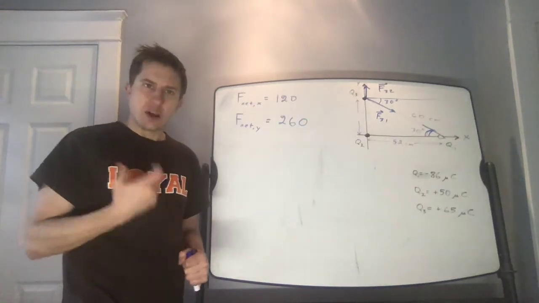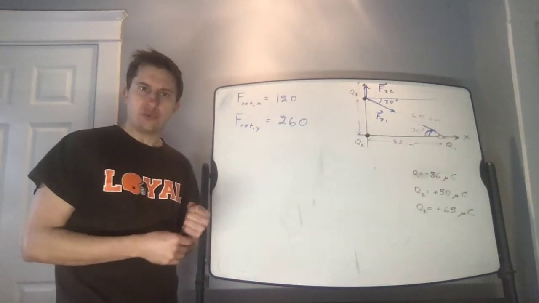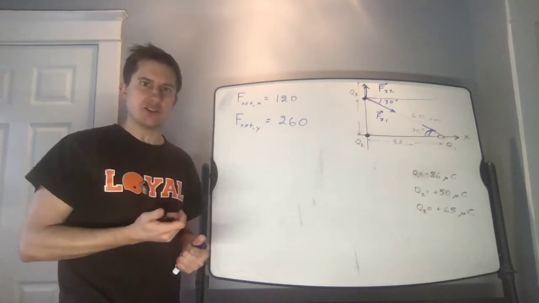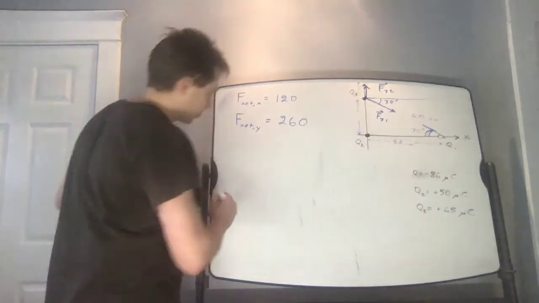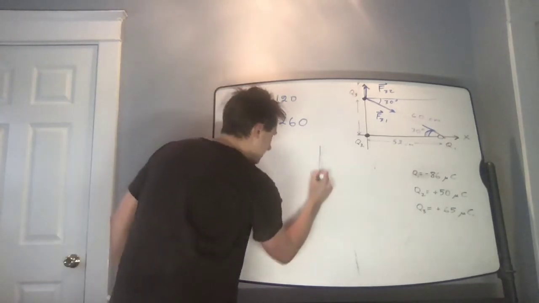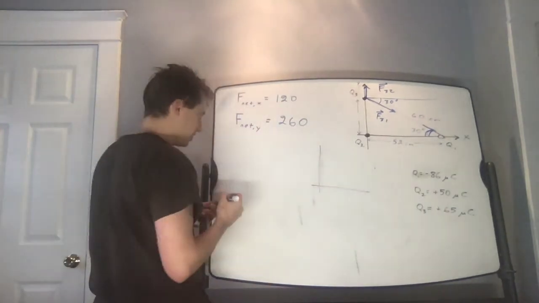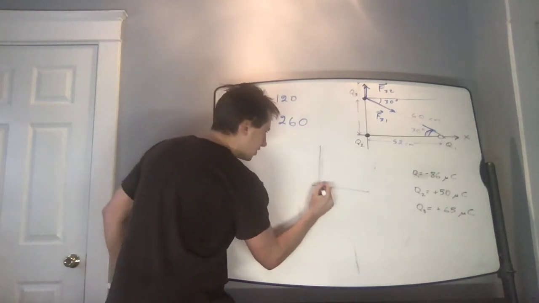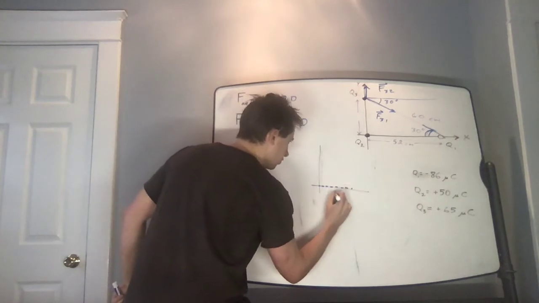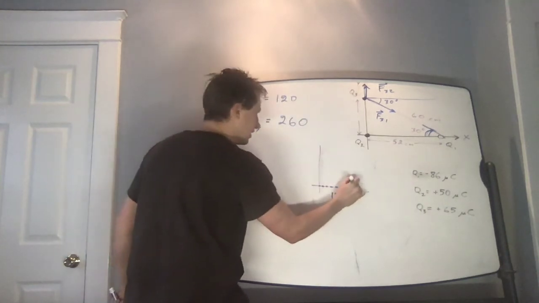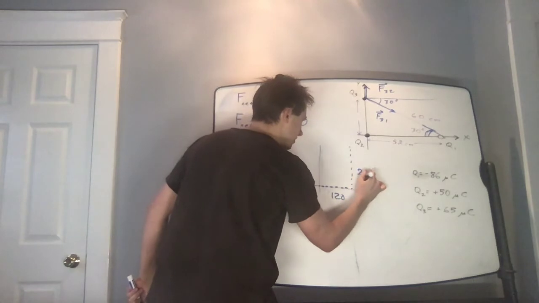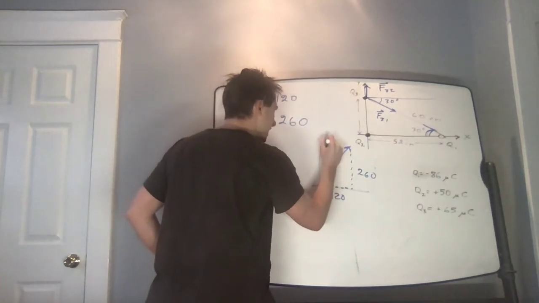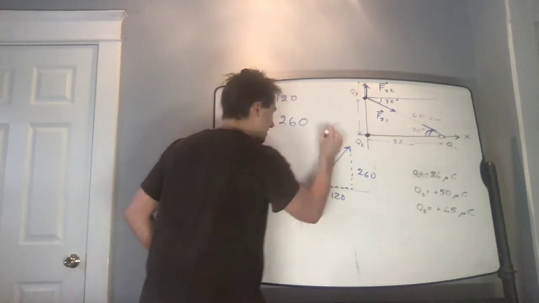Now that we know the components of the net force on particle 3, we could use the information plus the Pythagorean theorem to find the magnitude of the net force on particle 3. So to draw a picture of this, let's say here are the x and y directions, and the net force on particle 3 will be 120 in the horizontal, so here is 120, 260 in the vertical, here is 260, and we are asked to find the magnitude of F net. Here is net force drawn as a vector.